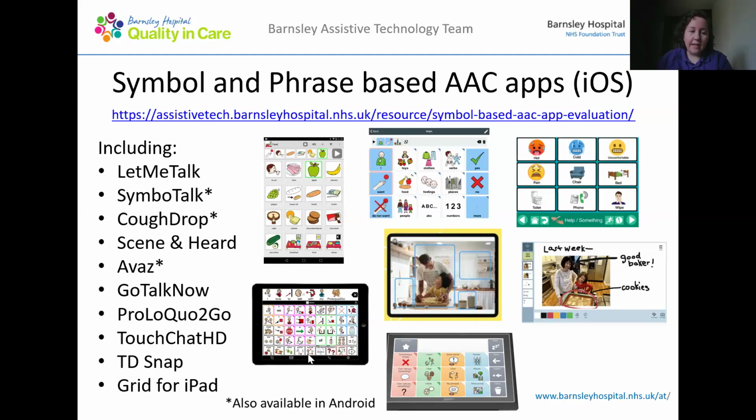We haven't got pictures of everything here, but some of the other symbol-based ones are Touch Chat, Proloquo2Go, TD Snap, Grid for iPad, and Avaz. They organize symbols so you can use them more to create sentences. On the far bottom left is Proloquo2Go. That's an example where you could build a message like, I want drink, for example.